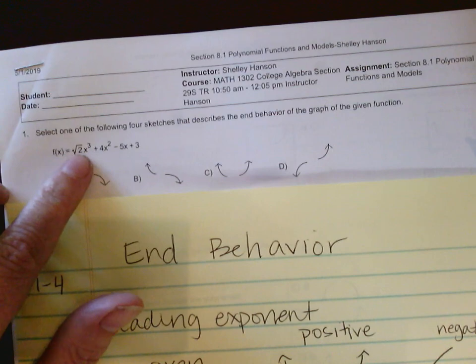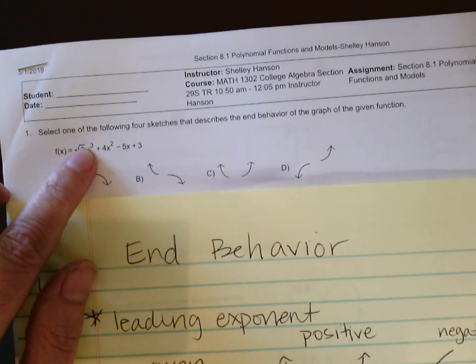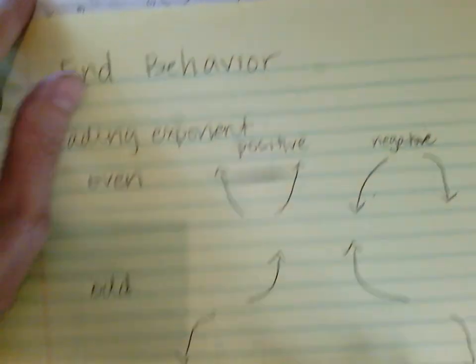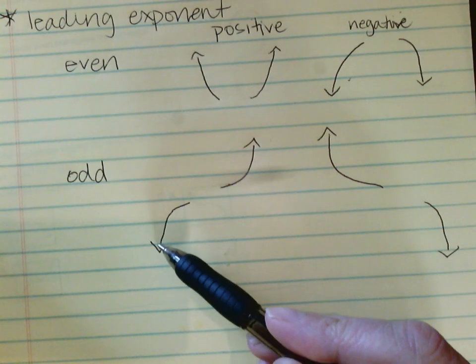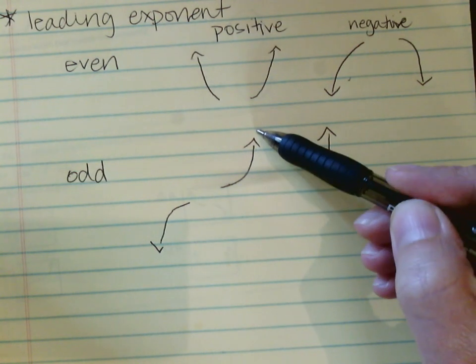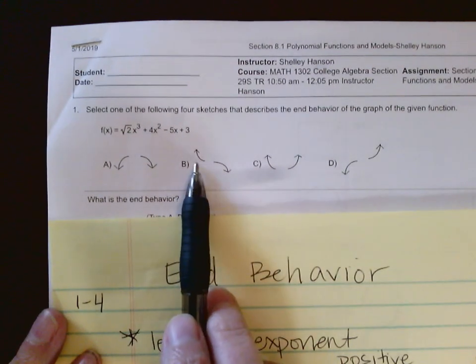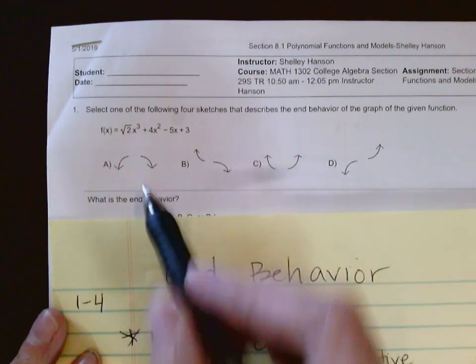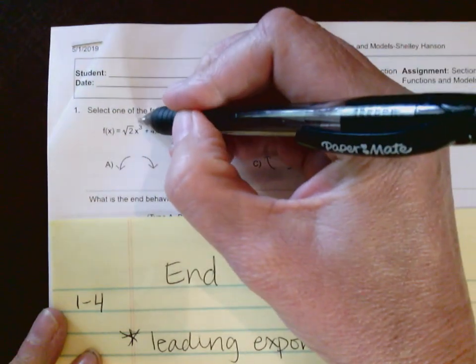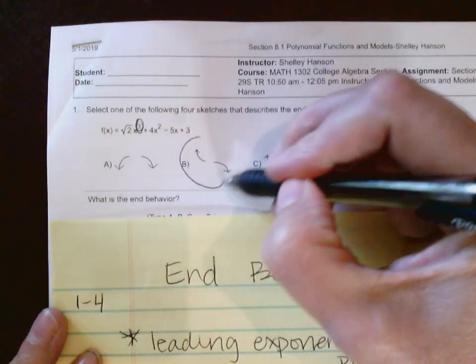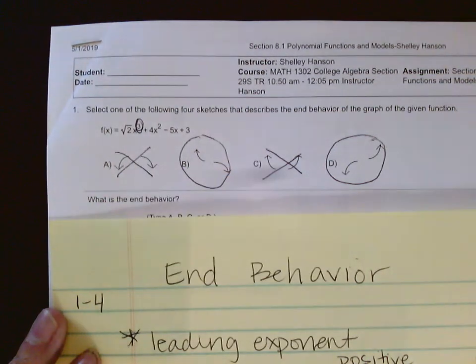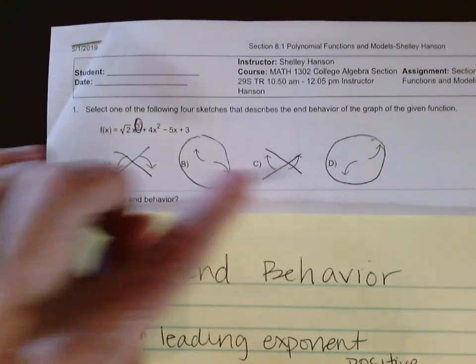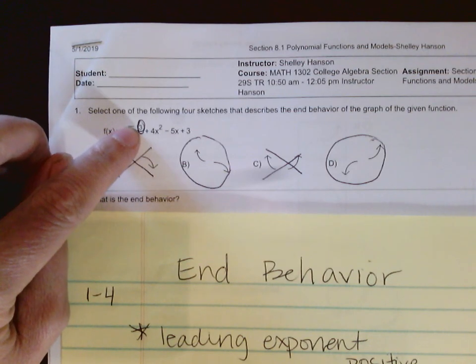both going down. If your leading exponent, which is the highest exponent, is odd, we're going to go by this chart. If your leading exponent is odd, that means one end will be going down and one end will be going up. So, in other words, on this first one, it's either going to be B or D, because if your leading exponent is odd, you're going to have one end going up and one end going down. The ends will not be going in the same direction. When they go in the same direction, that is because the leading exponent is even.